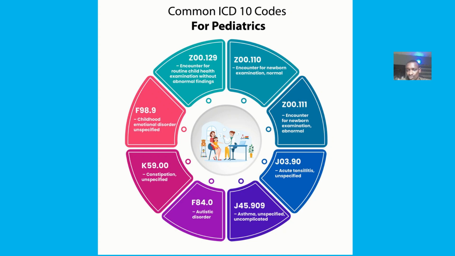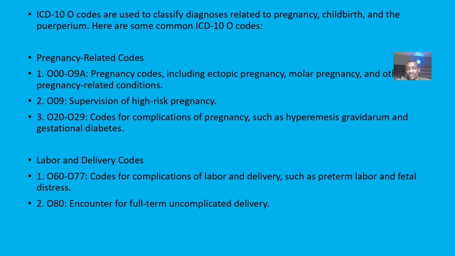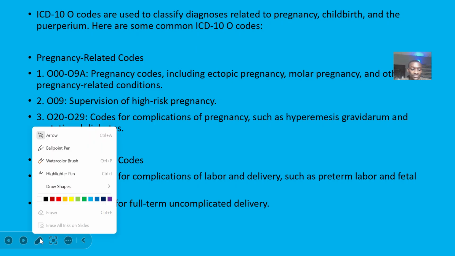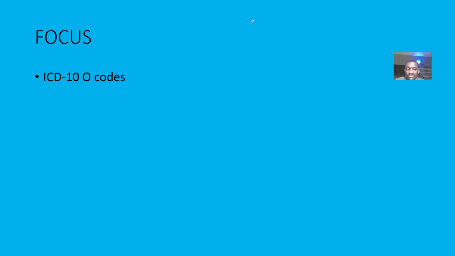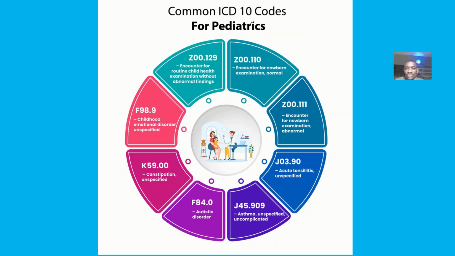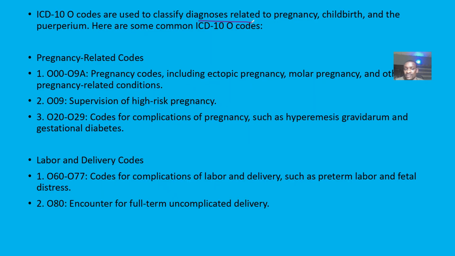ICD-10 O codes. All right. So those codes are just codes that we use to classify diagnoses related to pregnancy and birth. You understand? So we're just trying to look at those codes, look at what they mean.